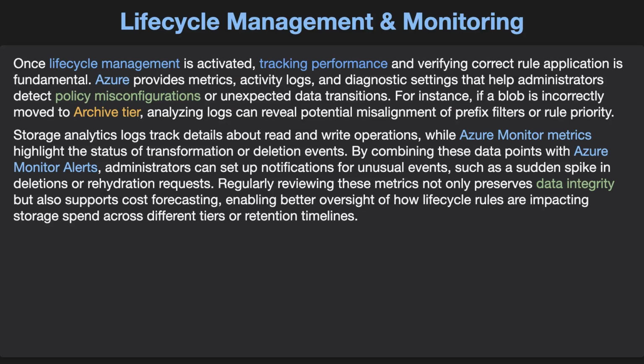Once lifecycle management is activated, tracking performance and verifying correct rule application is fundamental. Azure provides metrics, activity logs, and diagnostic settings that help administrators detect policy misconfigurations or unexpected data transitions. For instance, if a blob is incorrectly moved to archive tier, analyzing logs can reveal potential misalignment of prefix filters or rule priority. Storage analytics logs track details about read and write operations, while Azure Monitor metrics highlight the status of transformation or deletion events.